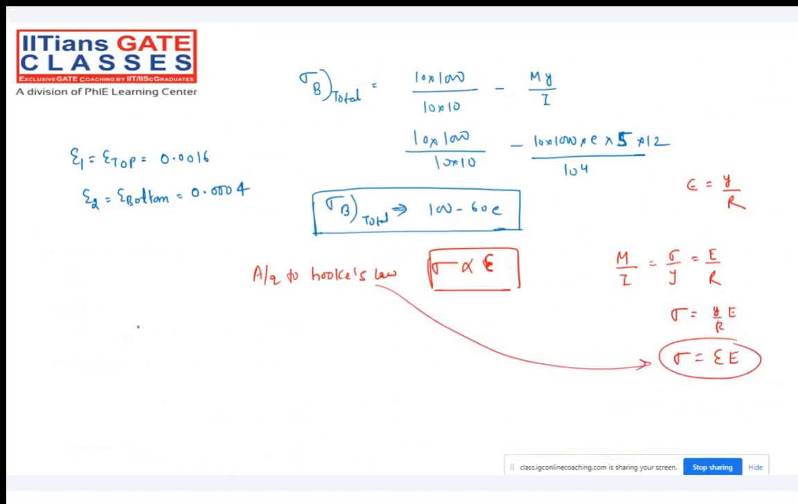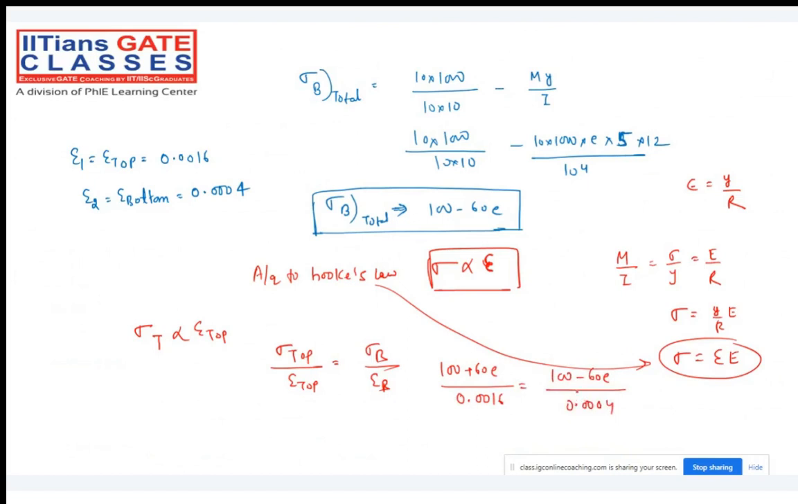So sigma top will be directly proportional to epsilon top. So in such a way that we can write sigma top divided by epsilon top is equal to sigma bottom divided by epsilon bottom. Sigma top, what we know, 100 plus 60E. Epsilon top, what they have given, 0.016. And sigma bottom is 100 minus 60E divided by 0.004. So if you just further divide it, I will be getting what? 4. So this will be 100 plus 60E, that is equal to 400 minus 240E. So that is about 300E, that is equal to 300. So E will be 1 mm. That will be the answer.